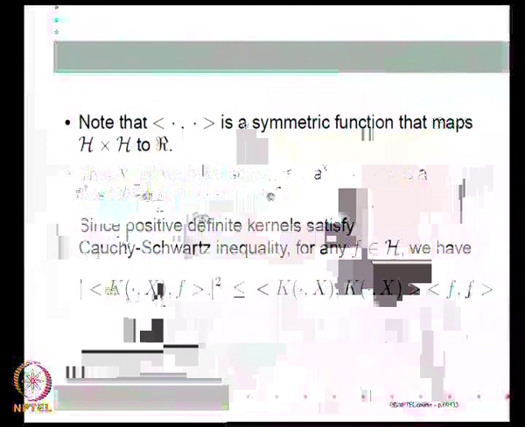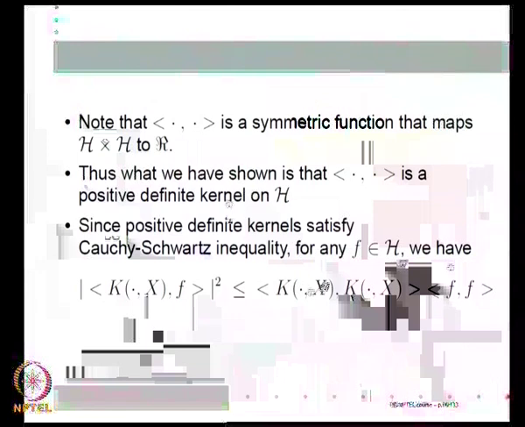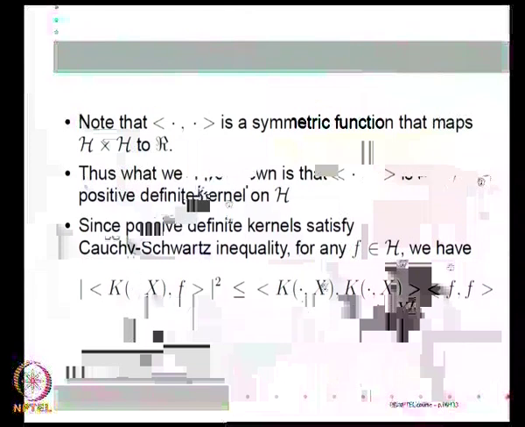Recall that if f is equal to the sum of alpha i k dot x i, and g is equal to the sum of beta j k dot x j, then the inner product of f comma g is this. So what does it mean? For example, if I want the inner product of k dot x comma k dot x prime, then both of these sums have only one element, both these expansions are one-element expansions. So my inner product of f comma g will be nothing but k of x comma x prime. So the inner product of k dot x and k dot x prime is k of x comma x prime.